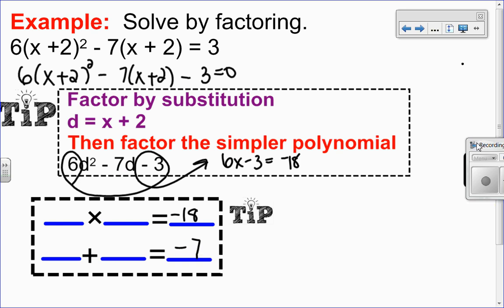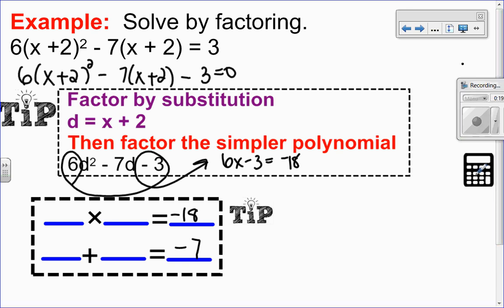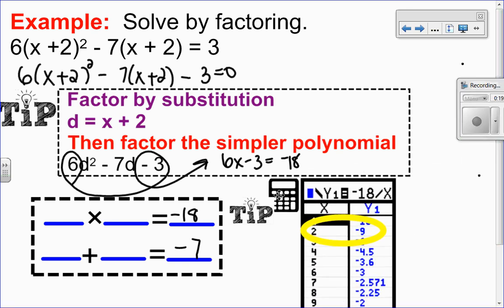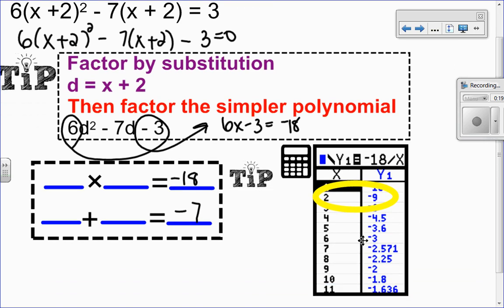So again, if you can do these yourself, great. If not, if you need a little help, the graphing calculator is a good option. Looking on my graphing calculator, I'm looking for factor pairs of negative 18. These are all the factor pairs. I'm just interested in the integer pair that adds to negative 7, which you can see I have circled as positive 2 and negative 9.